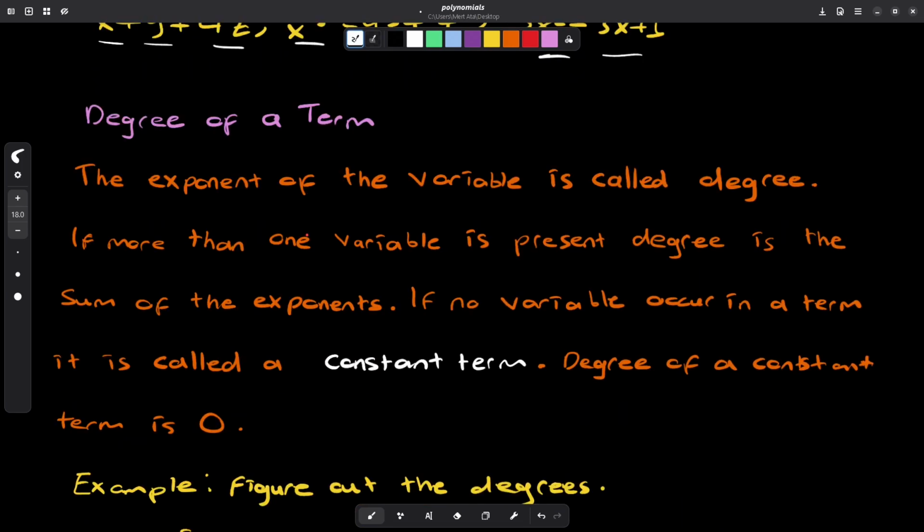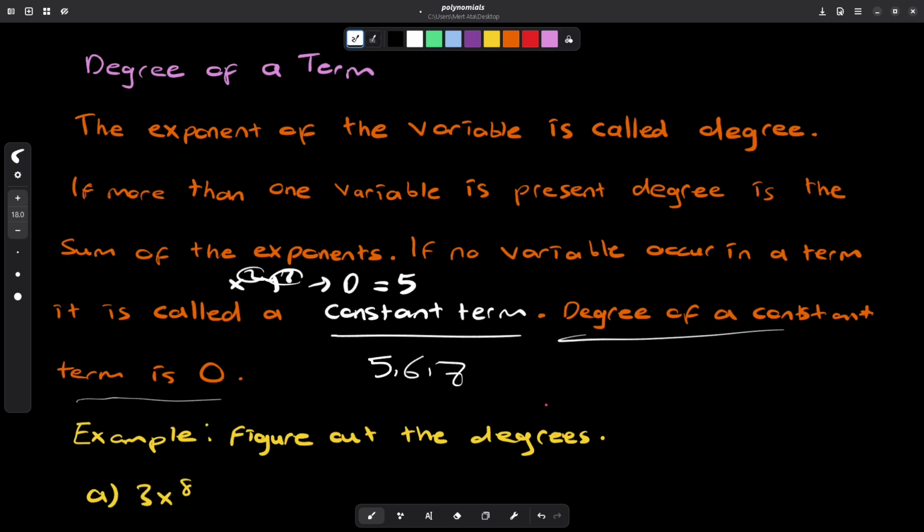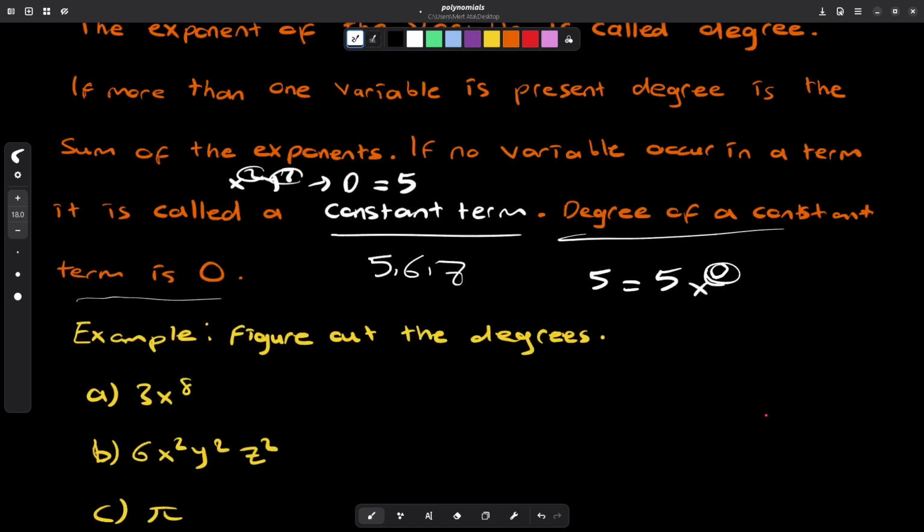Degree of a term. Now we know what a term is. Let's talk about the degree of it. The exponent, which is the power of the variable, is called the degree. If more than one variable is present, the degree is the sum of the exponents. For example, x squared y cubed, the degree of this is equal to 5 because you add the exponents. If no variable occurs in a term, it's called a constant term, like 5, 6, 7. The degree of a constant term is 0. Why? Because 5 is equal to 5 multiplied by x to the power of 0. I have a hidden 0 here, so therefore the degree of a constant term is 0.